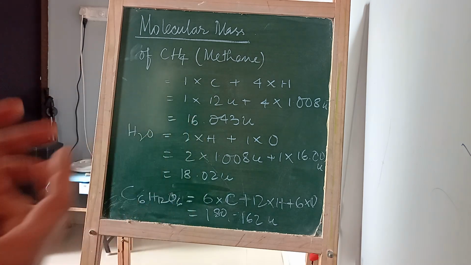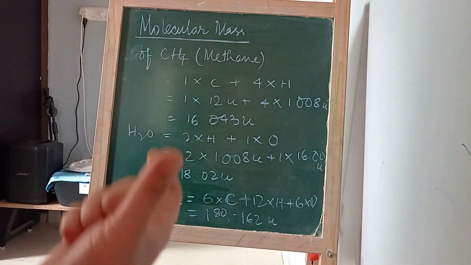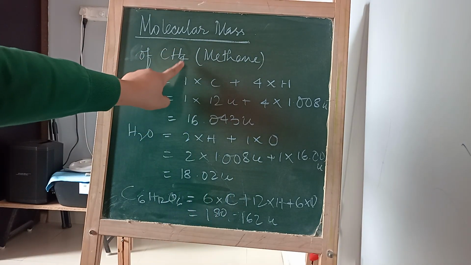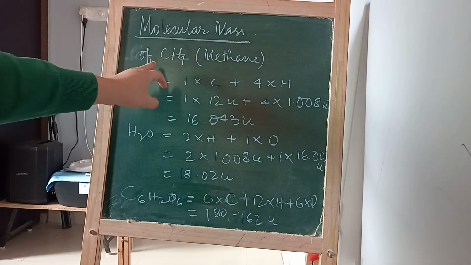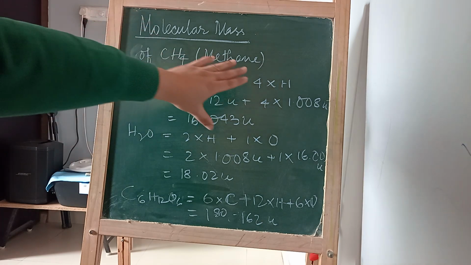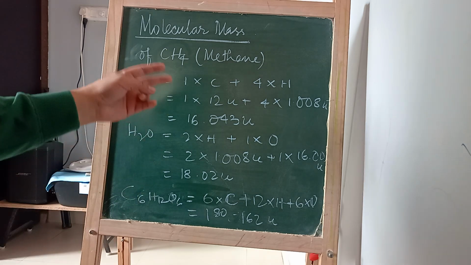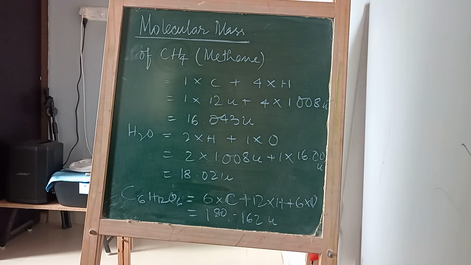So methane exists as a molecule. The smallest part of methane, which retains all the properties of methane, is one molecule of methane. So this is one molecule of methane. And what will be its mass? Its mass will be the sum of the atomic masses of the atoms present in the molecule. So the molecular mass of a compound will be the sum of the individual atomic masses in it.